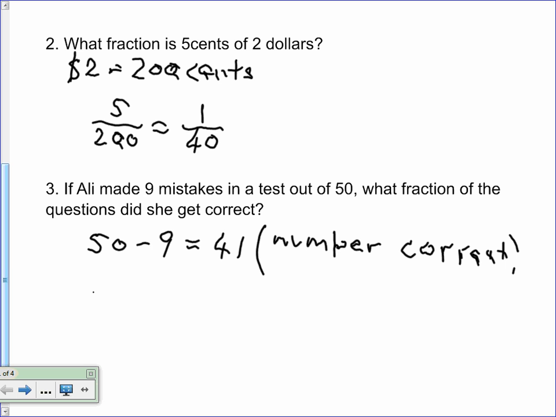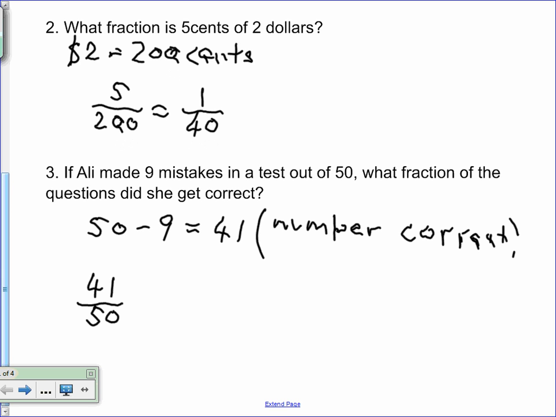So we got 41 over 50. Any common factors between 41 and 50, Giles? No. 41 is in fact, Olivia, what kind of number? Prime number. So that's the way you do it. Follow it step by step.